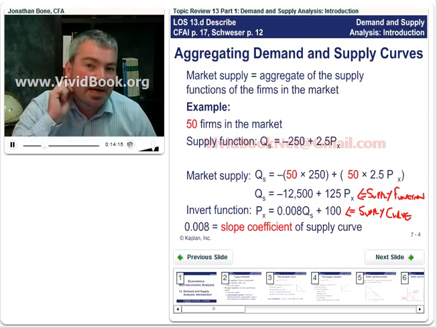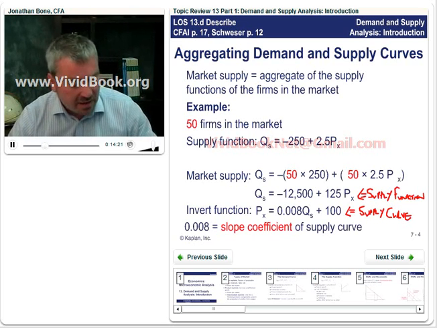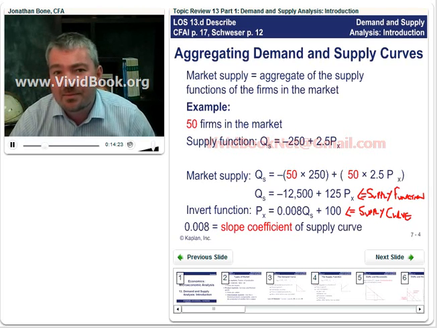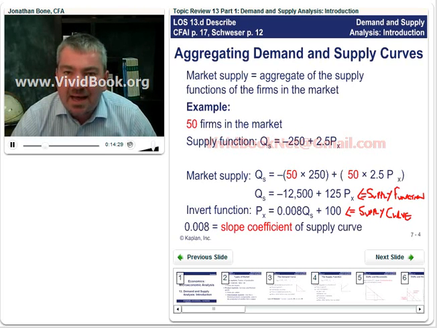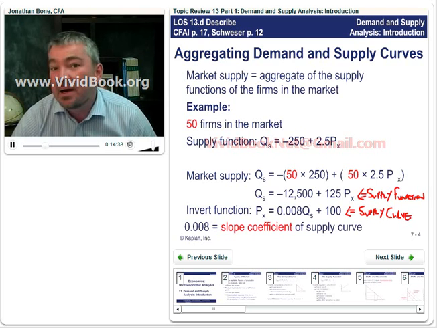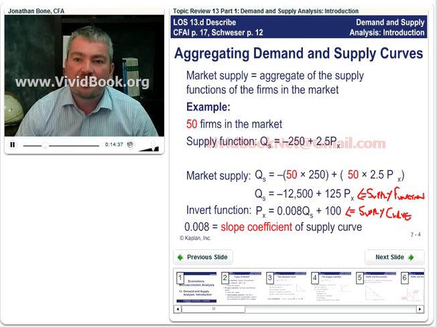Okay, so a function has quantity as its output in the equation. A curve has price. Price is, if you like, the dependent variable. Now notice as well, we've got 0.008 Qs, and that 0.008 is going to be our slope coefficient, i.e. our gradient of our supply curve.